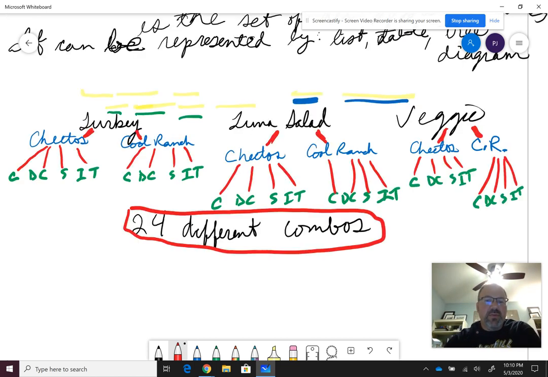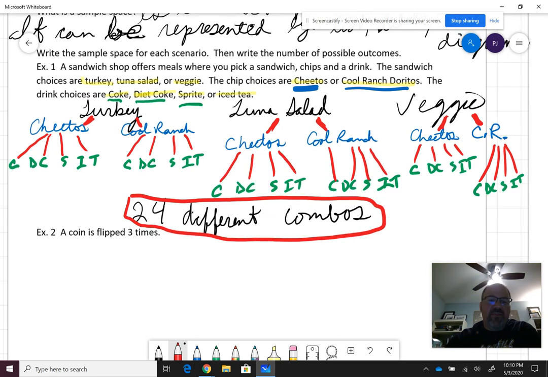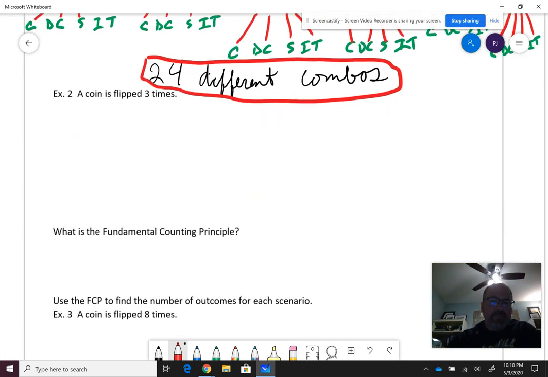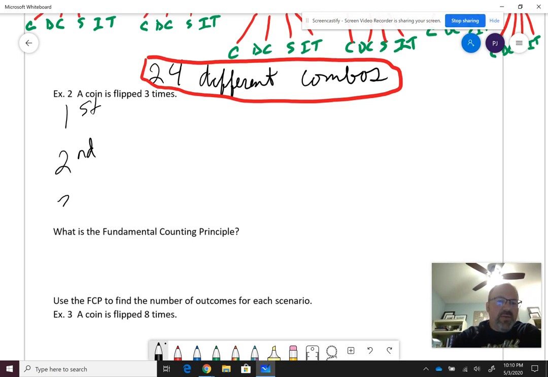Example 2 says, if a coin is flipped 3 times. So we're going to separate this, and let's think about this. We've got our first flip, our second flip, and our third flip. When you flip it, first thing, you can have 2 choices. It is either going to land heads or it's going to land tails. From there, your second flip could either land heads or tails again.